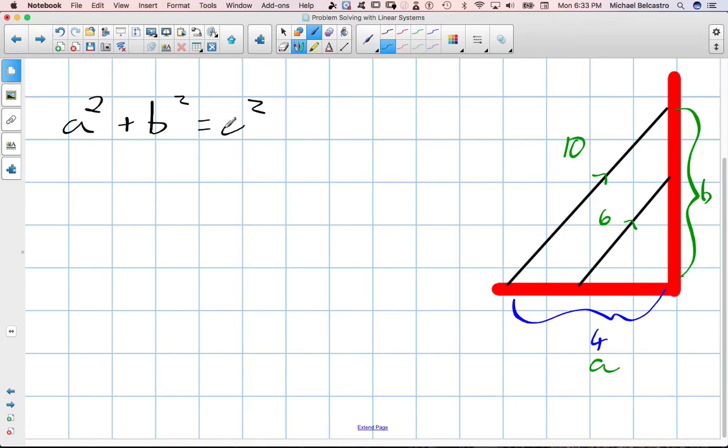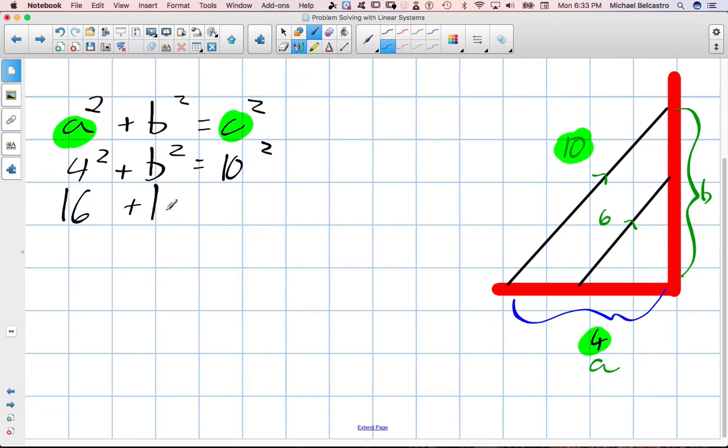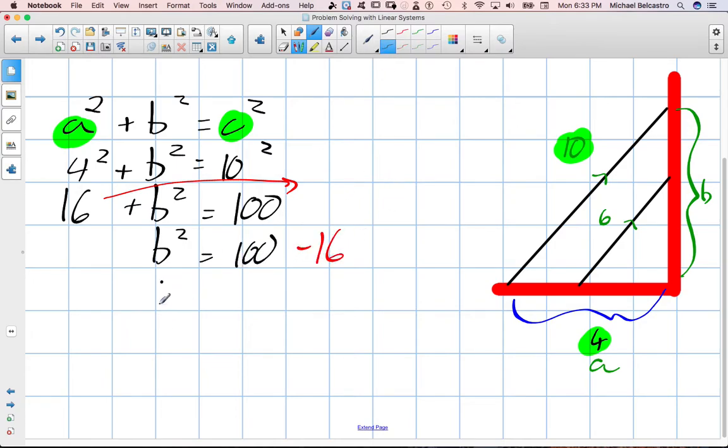Great. So let's plug in for A. A is 4, so we're going to plug the number 4 in here. So we get 4 squared plus B, still unknown, squared. And C is also known. It's 10. So we're going to plug in 10. 4 squared is 16. B squared is B squared. And 10 squared is 100. We're going to bring 16 to the other side. So that's going to be 100 subtract 16. B squared will be equal to 84.